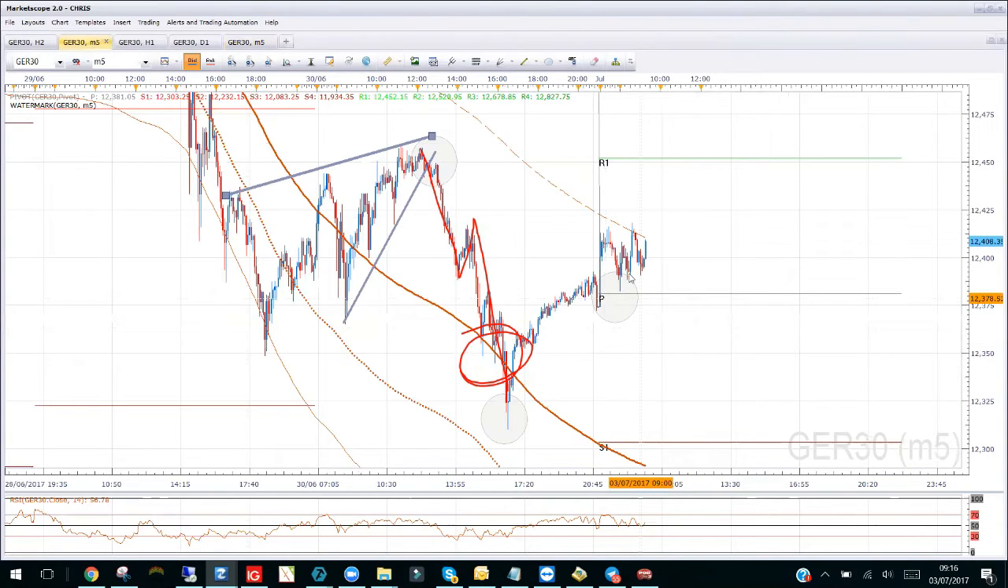We've kind of started to coil up into a bit of a pattern here. So again, that could be an interesting one to look at, a break. If we do take it out to the upside, it continues that suggestion that we may be having a move to the upside.